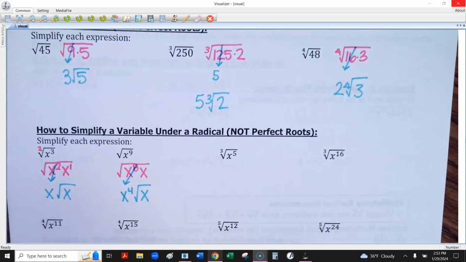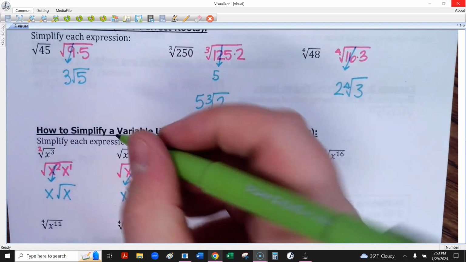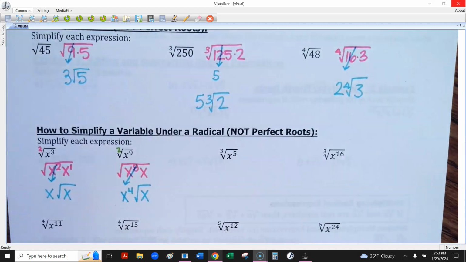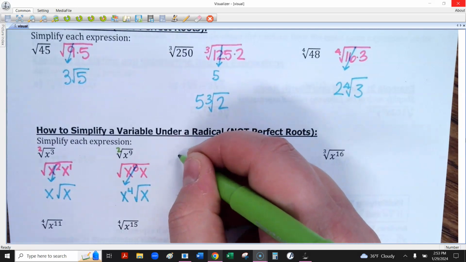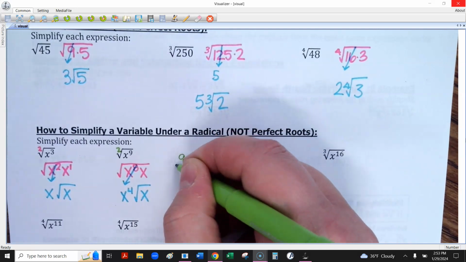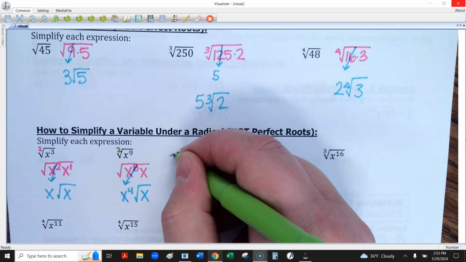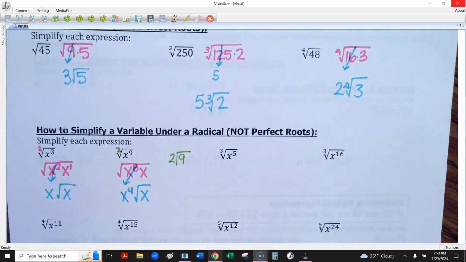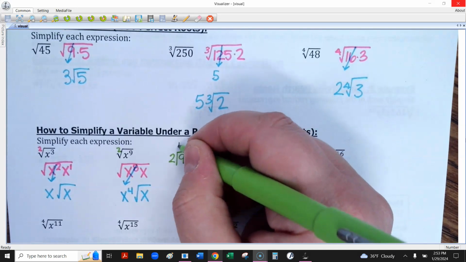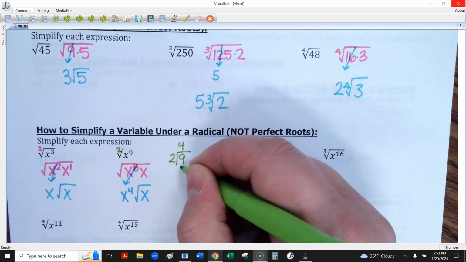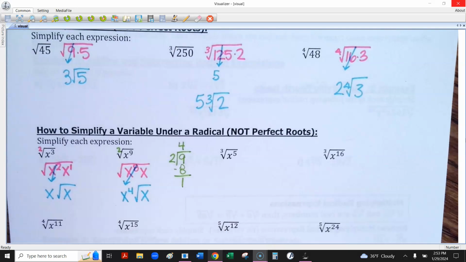Let me just give you one other option. If you would prefer, you could do it like this too. I'm going to divide my exponent, which is 9, by the index of my root, which is 2. Just literal long division. Okay, so 2 goes into 9 4 times, 2 times 4 is 8, and my remainder would be 1.